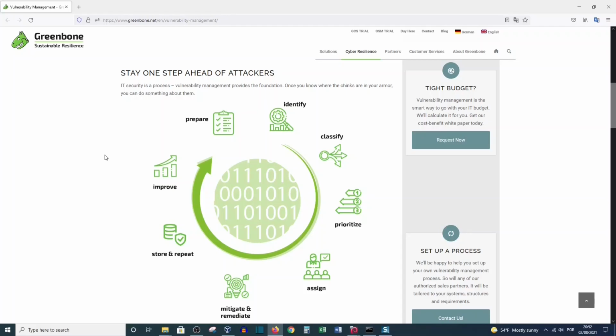All of them are looking for vulnerabilities. The hackers are looking for vulnerabilities to exploit them. Cybersecurity specialists, the information security, red team, they look for vulnerabilities to protect the system. But all of them are looking for vulnerabilities.